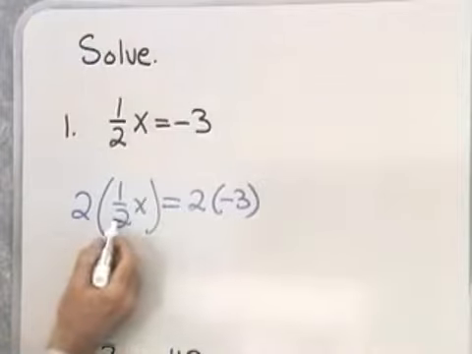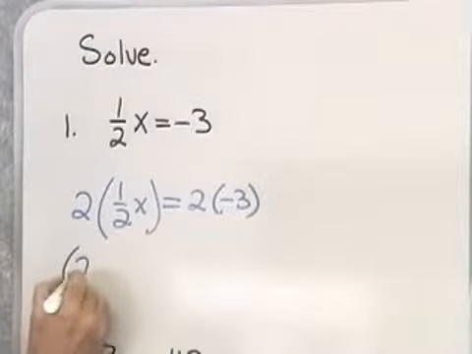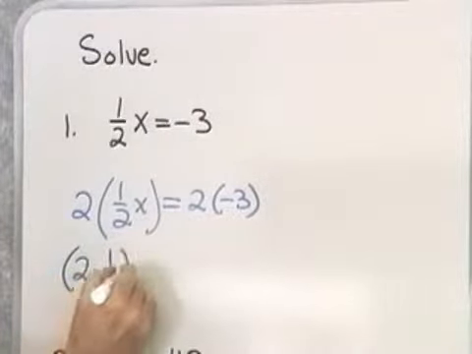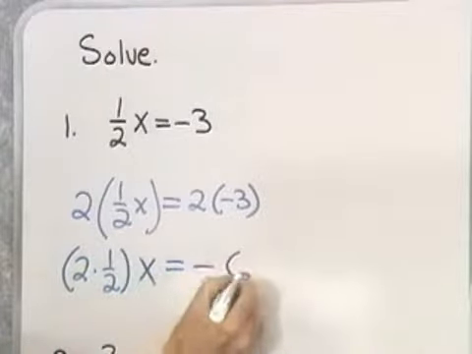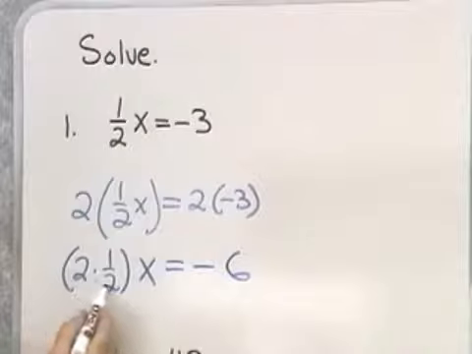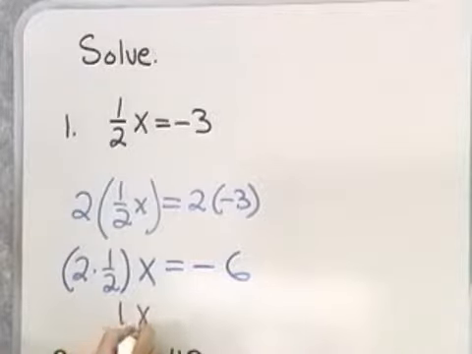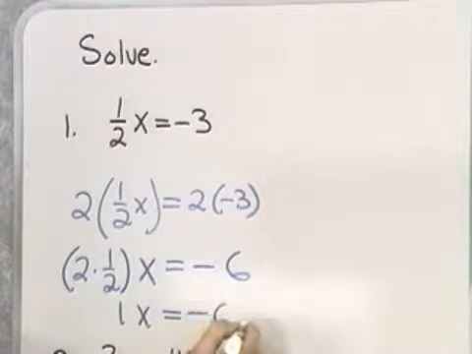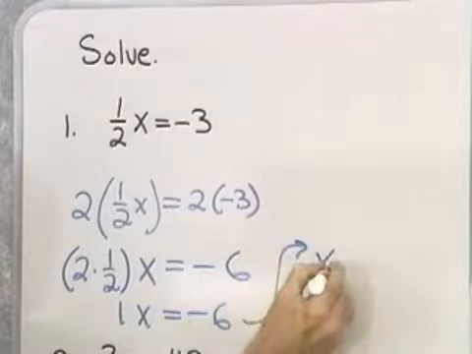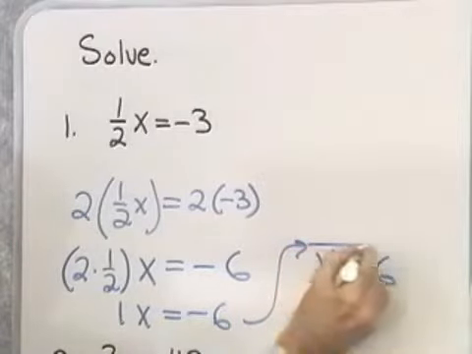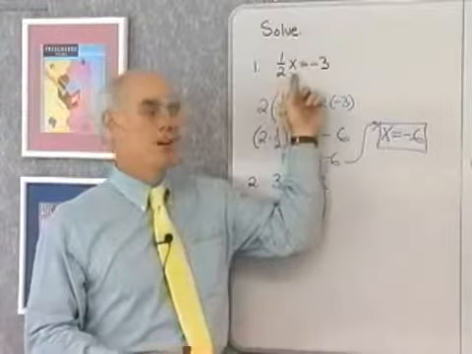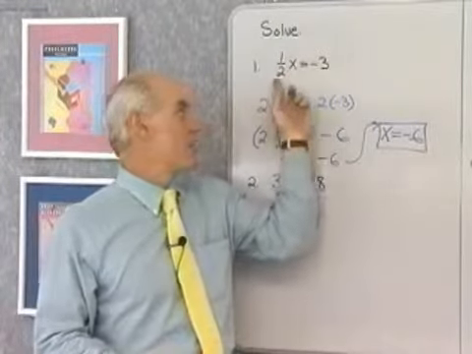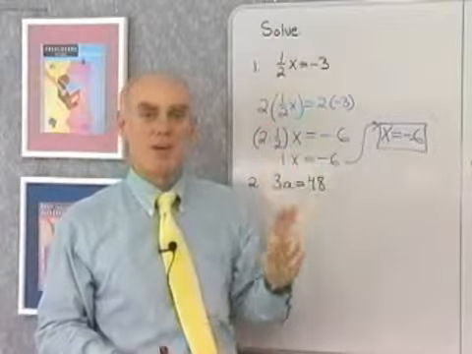Now, 2 times 1/2 x is the same as 2 times 1/2 times x by the associative property of multiplication. The left side is -6. 2 times 1/2 is 1 times x is equal to -6. And that's the same as saying x is equal to -6. So when I have a number other than 1 in front of x here, I can solve for x by multiplying both sides by the reciprocal of that number.